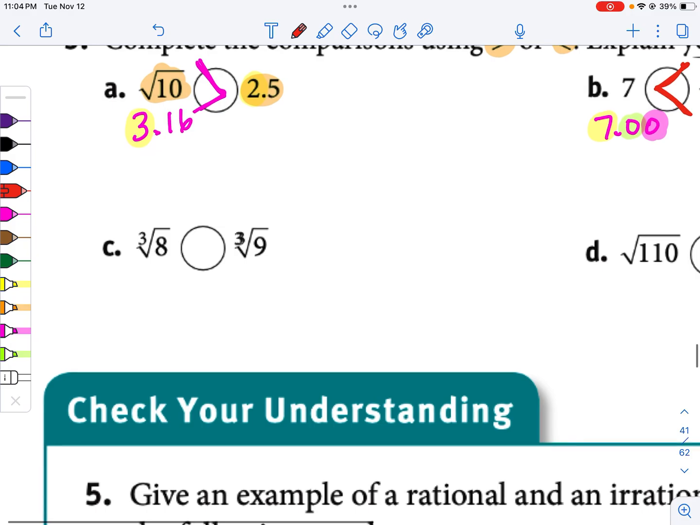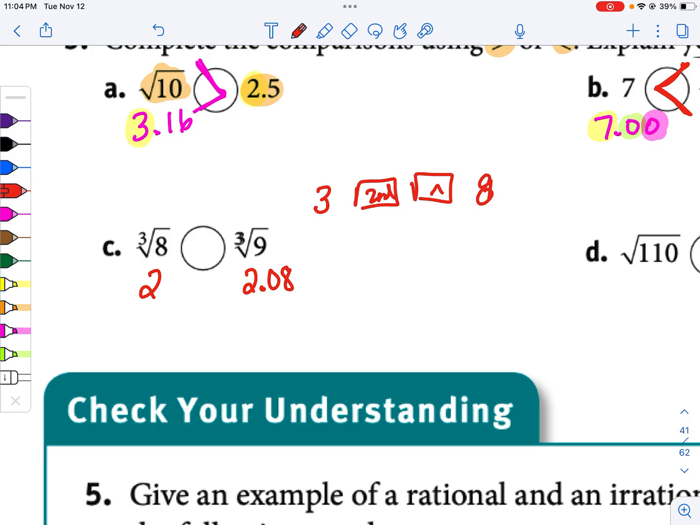All right, if you forgot how to do cube roots, remember we have to press the 3. And then we press second, and then we press the arrow, and then we type in 8 or 9 or whichever number we're looking at. So we're going to go 3, and then second, the arrow, and 8. And that actually gives us a nice number. It gives us 2. Now if I go 3, second, arrow, but this time I plug in 9, that gives me 2.08.